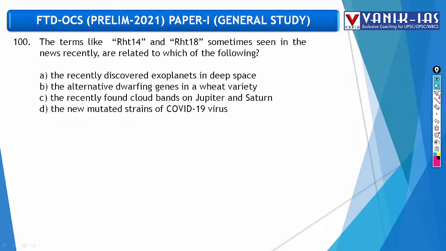Next, the terms RST14 or RST18 are sometimes seen in the news. Are they related to recently discovered exoplanets? No, these are wrong. These are altered dwarfing genes of wheat varieties. Yes, dwarfing genes of wheat varieties, RST14 and RST18. So the discussion of FDD is completed here.